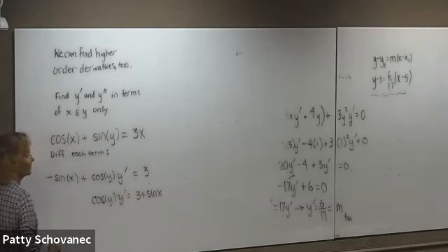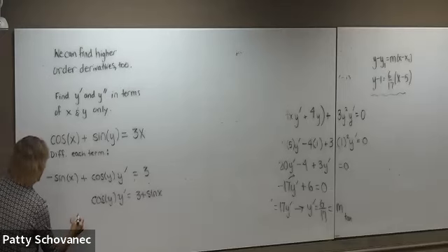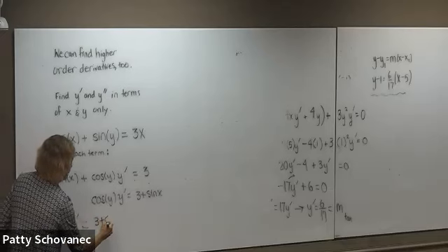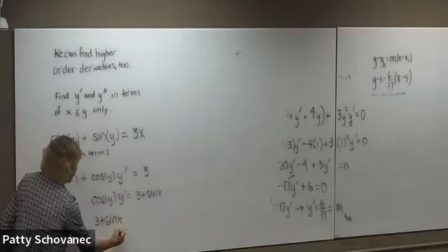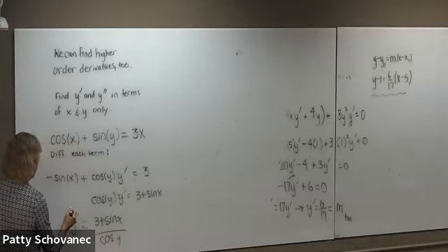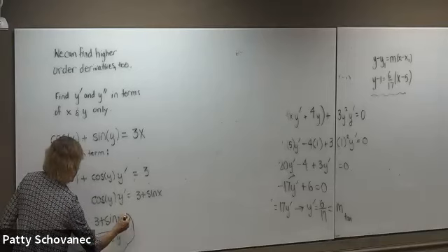And then I'm going to divide by the cosine of y. Oops, it's just y prime. We get 3 plus the sine of x divided by the cosine of y. I don't know, I need to include those parentheses. That deserves its own cloud.